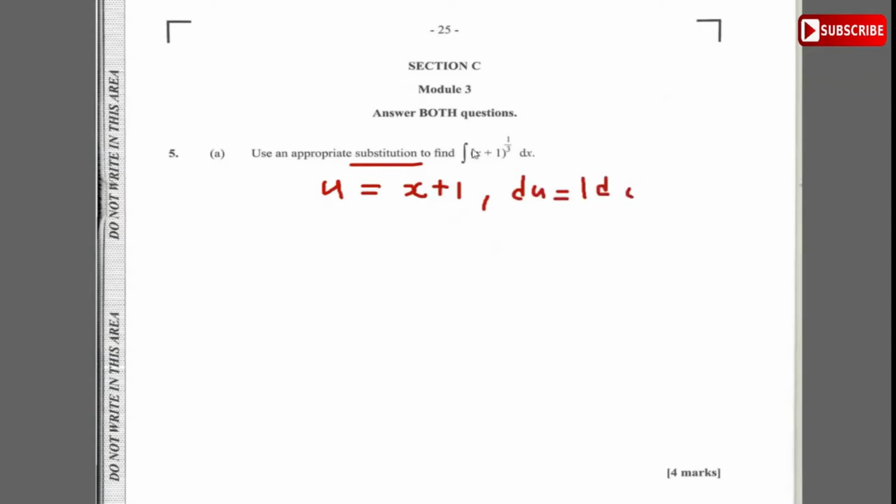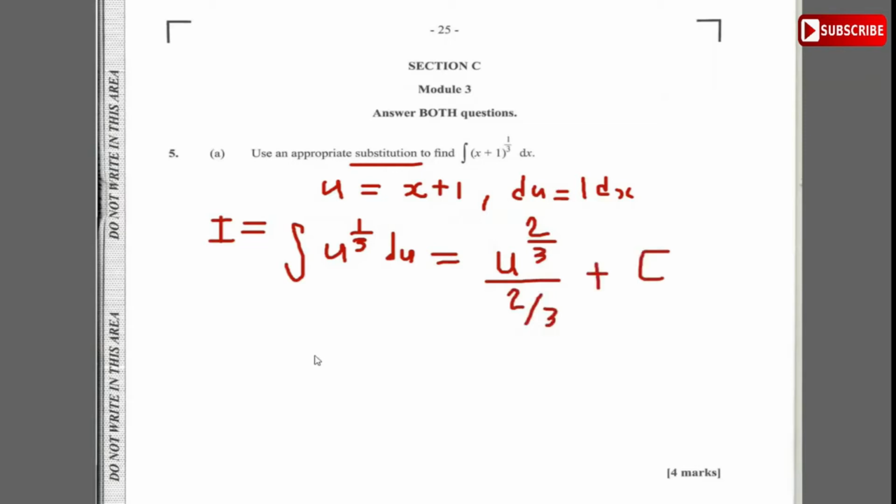And so let's call this I, even though I didn't label it as I. So I becomes the integral of, (x plus 1) to the 1/3 is now u to the 1/3 du. And then all you have to do now is add 1 to the power to get u to the 2/3, divided by the new power of 2/3, plus your constant c.